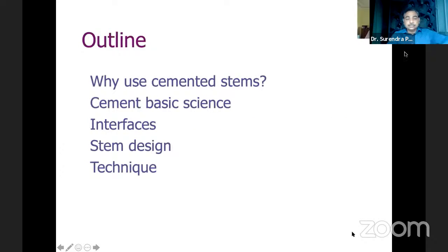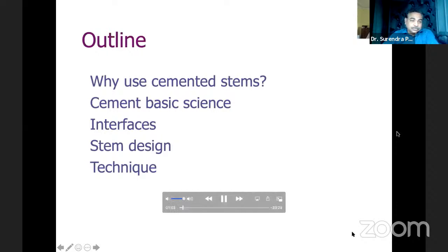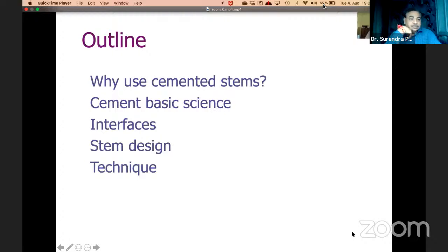The outline for this talk will be to advise on why one should be using cemented stems in one's hip replacement practice. So the evidence behind it, then to look at the fundamental basic science of cement, because if you don't understand that, you won't use cement well, and you won't do cemented hip arthroplasty well. And all joint arthroplasty's success comes down to an understanding of the interfaces, and that's particularly relevant in understanding why cemented stems are successful. So we'll talk about interfaces.